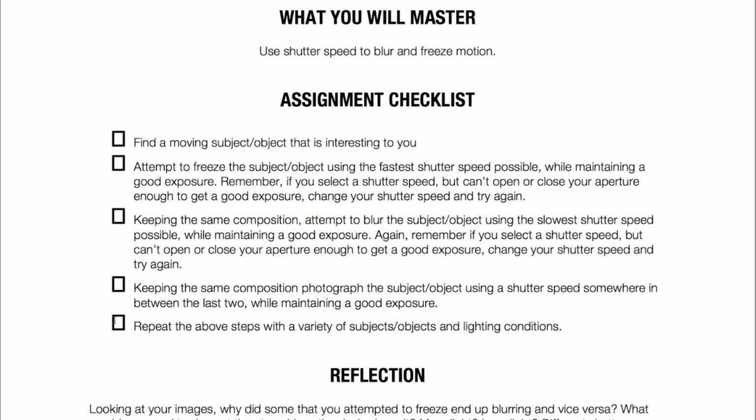And then you're going to repeat that with different subjects, objects, lighting conditions. So basically, you are going to walk away, just like in the aperture assignment, with 3 identical shots. The only difference between the 3 is that your subject is going to be varying degrees of blurry or frozen action. So that's what you're going to be doing. That said, let's jump over to the camera sim. Let me show you what I'm talking about.